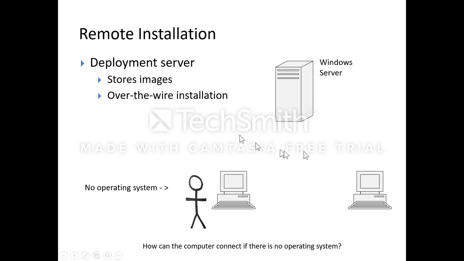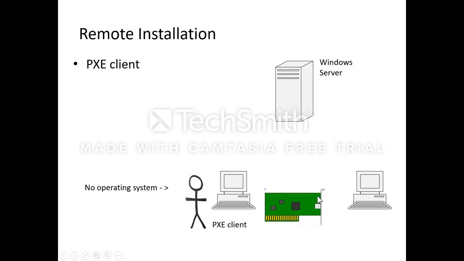So what I do is I set up a deployment server. The deployment server installs the images, and then the workstation connects to the deployment server, and the operating system is installed over the wire. But here's the problem. If this computer has no operating system at all, it can't boot. And if it can't boot, how can it possibly connect to the deployment server? And the answer is a PXE network interface card.